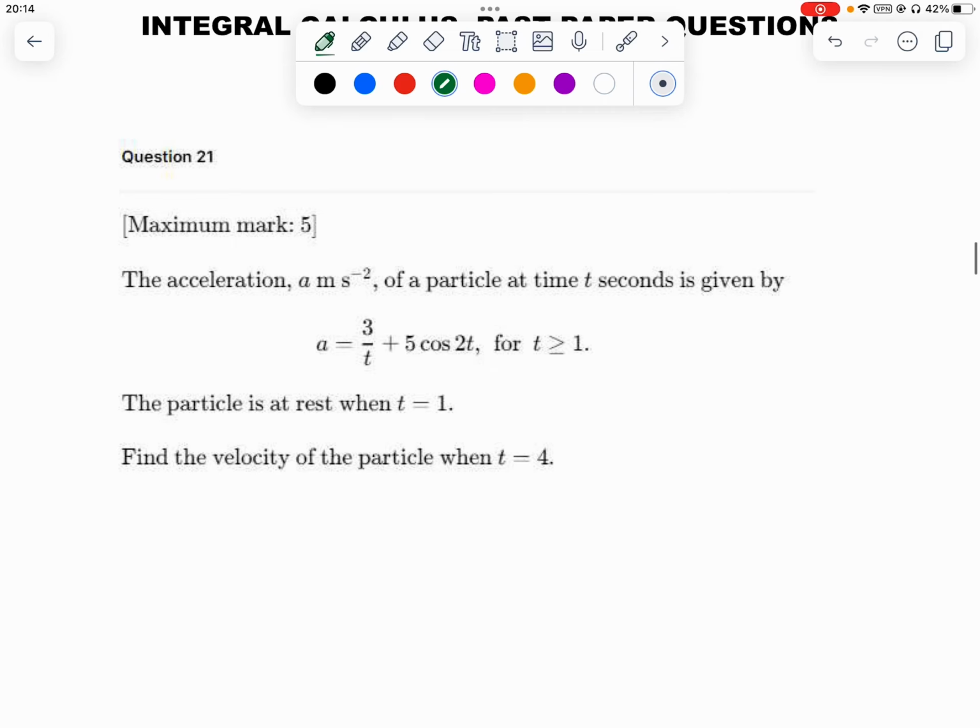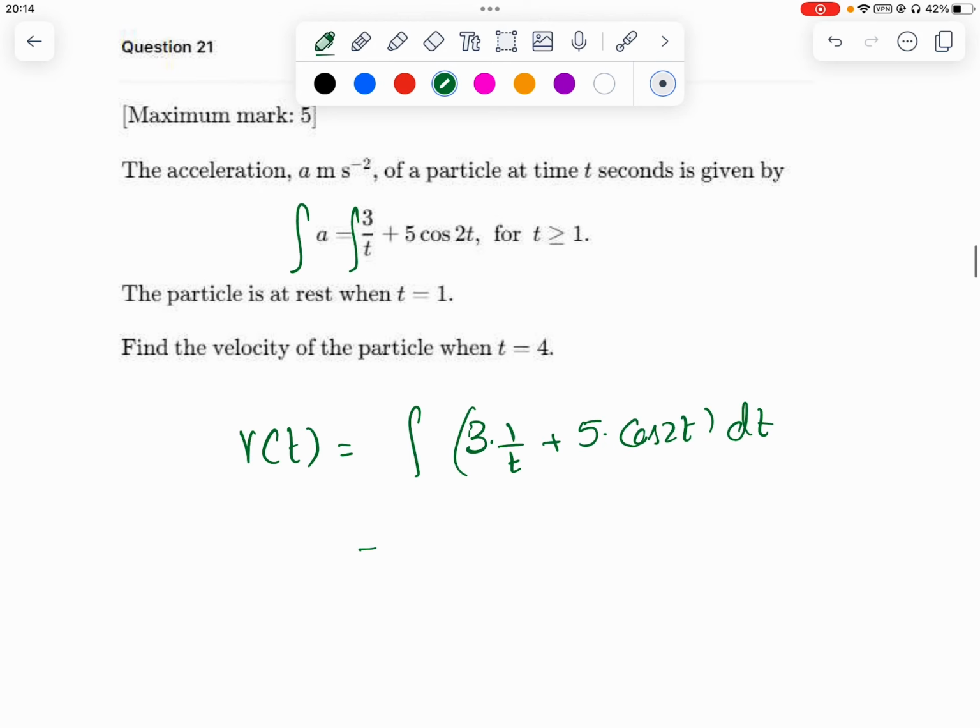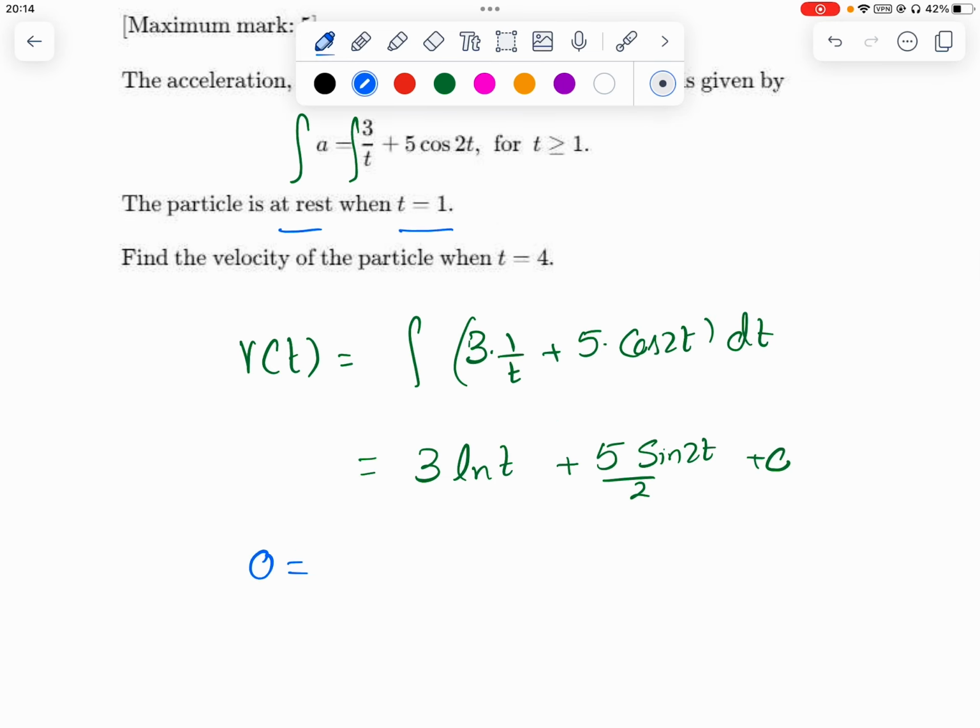So acceleration has been given, so we have to find the integral for this one. When you find the integral, it becomes the velocity. So velocity as a function of t will be the integral of 3 times 1 upon t plus 5 cos 2t dt. When you do the integration of acceleration, we get velocity. So 3 ln t plus the integral of 5 cos 2t is 5 sin 2t divided by 2, plus c. Now it says that it is at rest when t equals 1, so velocity equals 0 when t equals 1.